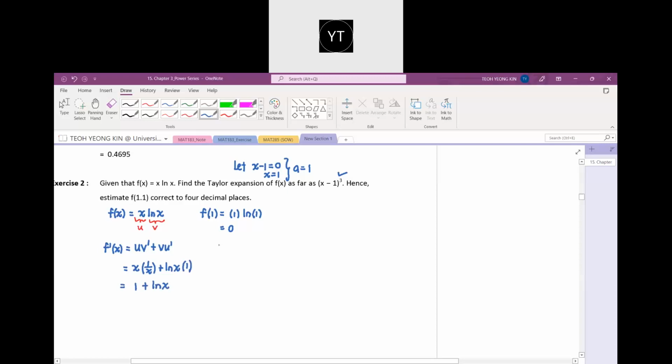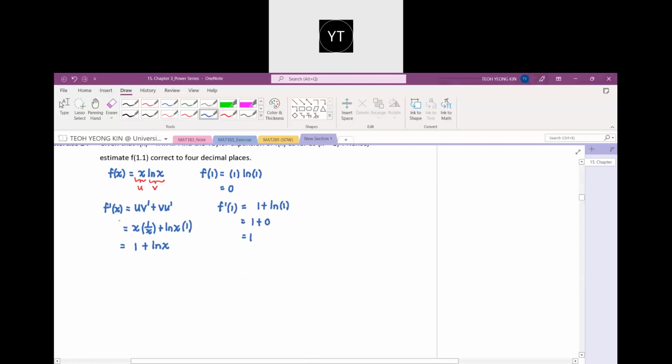So again substitute f prime 1. So ini maksudnya kena buat sampai power of 3. So here we get 1 plus ln 1. So here is 1 plus 0. Ln 1 is 0. So here is 1.